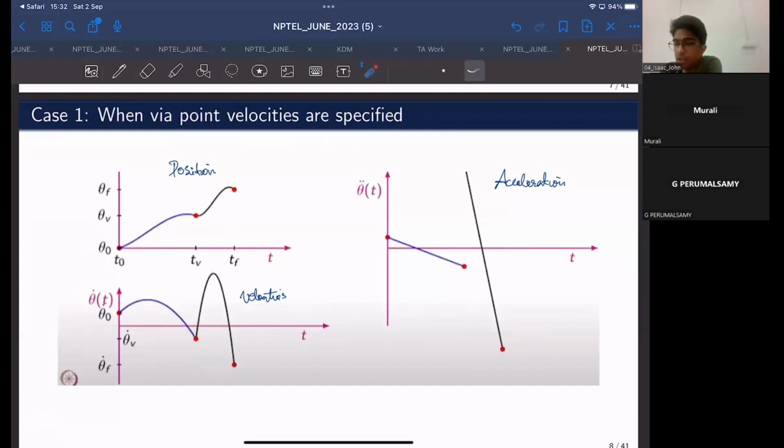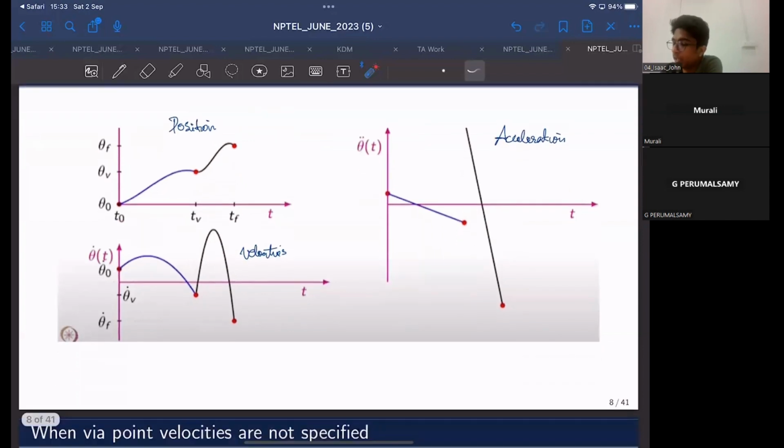Because for the first trajectory, these are the naturally occurring accelerations. You have no control over these accelerations, right? And for the second profile, these are the naturally occurring accelerations, because you have no control over accelerations. You can only control the positions and velocities. And due to this, you can have a jump in accelerations, a steep jump in accelerations. This is the case when the via point velocities are specified.